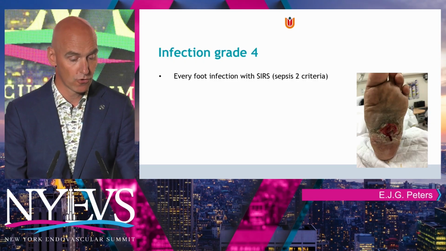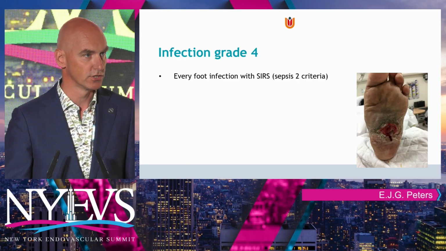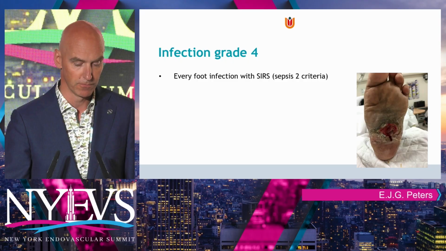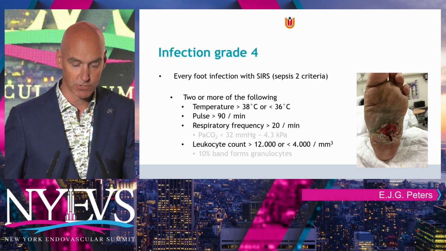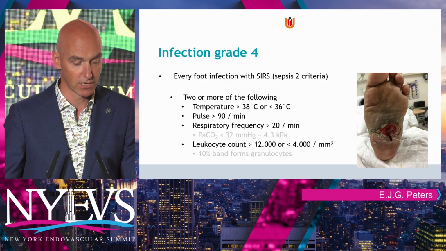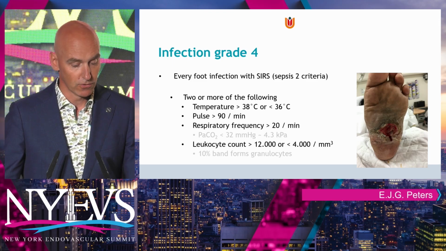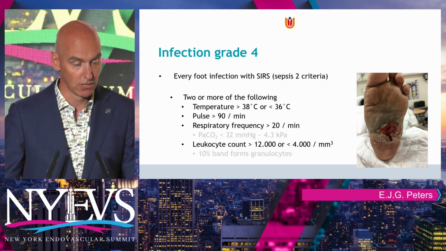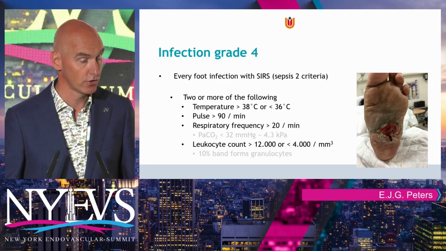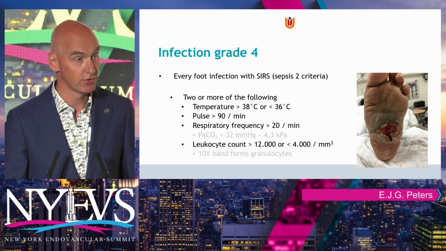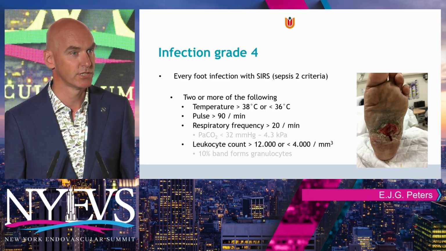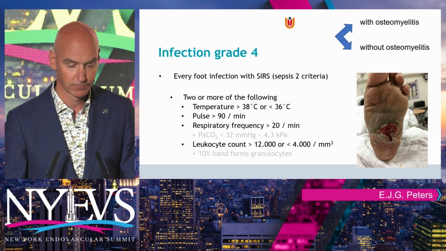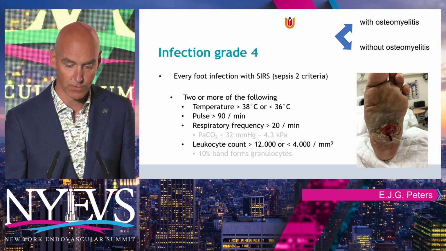An infection grade 4 would be any foot infection with SIRS, systemic inflammatory response syndrome, which are the sepsis 2 criteria. The SIRS criteria are 2 or more of the following: fever or under temperature, tachycardia, tachypnea, and leukocytosis or leukopenia. If you have 2 of those, you have SIRS, and if you then also have a source of infection, you have sepsis. Again, we distinguish those with and without osteomyelitis.